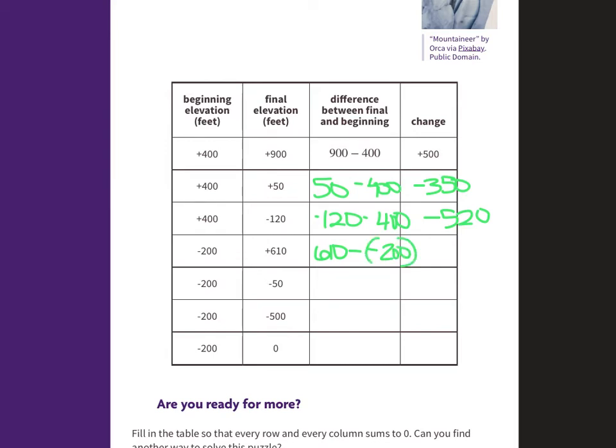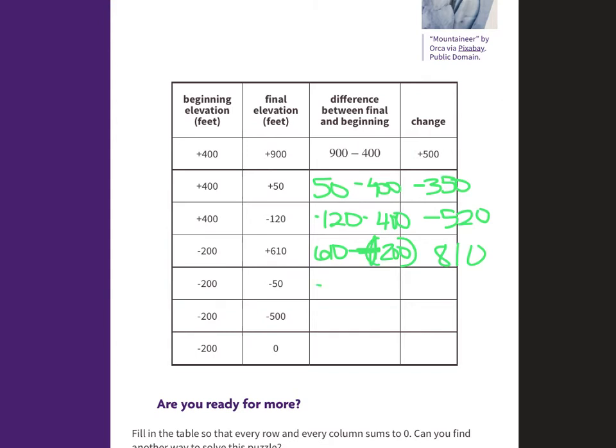Then the next one, 610, final elevation, minus beginning, negative 200. You have to remember that negative and minus are different. If I type it in my calculator, I go 610 minus negative 200. The first one's a minus, the second one's a negative, which is 810. Or you can remember, if I have two minuses in the middle, I can just turn that into a plus. So 610 plus 200 is 810.